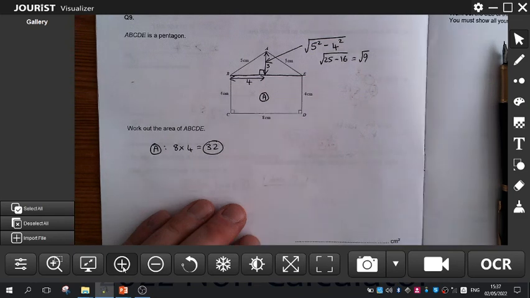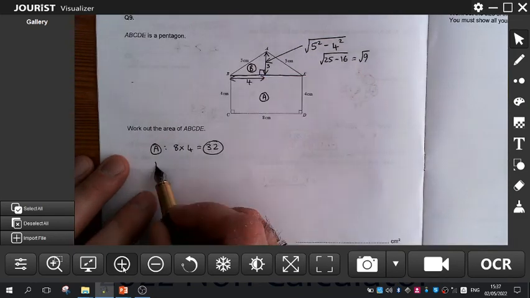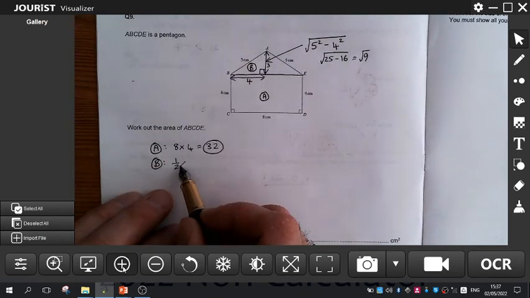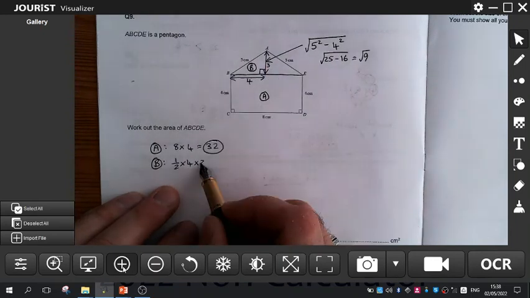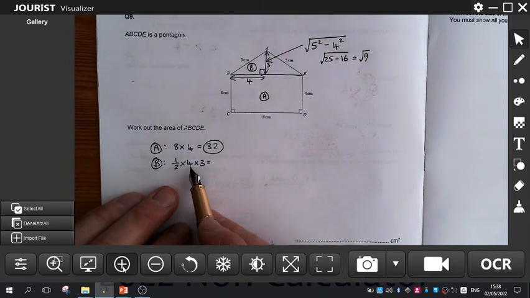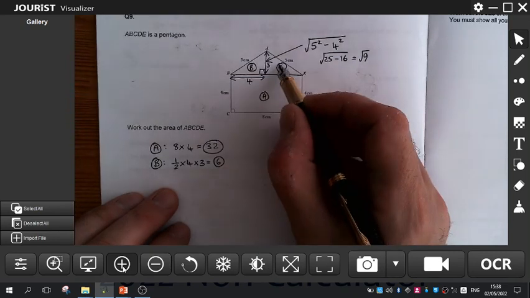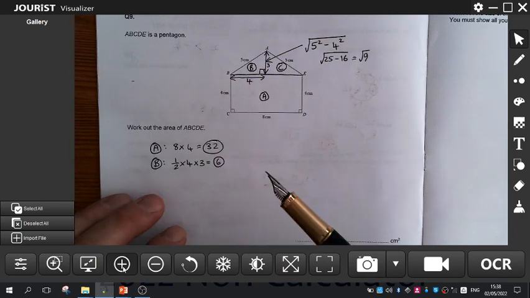Let's call this area B. The area of this triangle is half of the base, half of 4, times the vertical height of 3. Half of 4 is 2, 2 3s are 6. Don't forget area C. Some of you may have spotted you could have just done half of 8 times 3. That would have worked just as nicely.